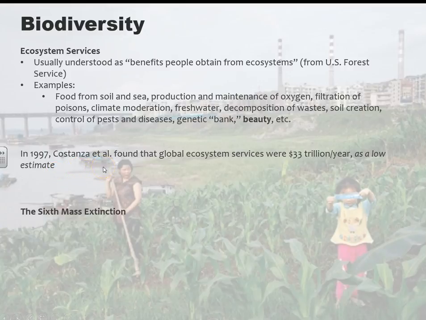Now, of course, you take all this with a grain of salt, but this is peer-reviewed research, a really well-regarded study. So it's 33 trillion per year. I'll let you take a guess how much the actual world GDP was that year. It turned out it was about $18 trillion. So as a low estimate in this 1997 study, the ecosystem provided almost double the actual economic output of all humans on the planet.